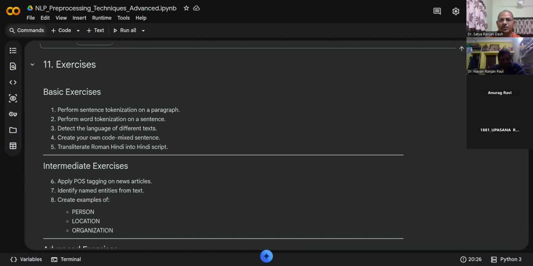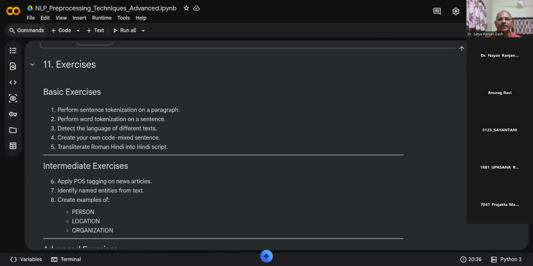Yes, yes. Okay, any questions? No one having any questions? Upasana, Prajakta, Sandini, Anurag. Nobody having any questions?